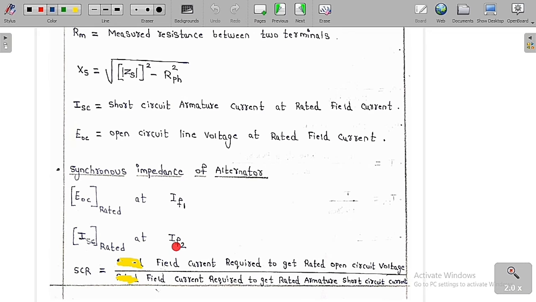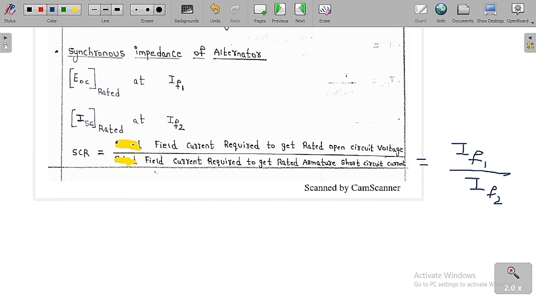Simply, IS rated at IF2. Now we have to see what the short circuit ratio is. The short circuit ratio is the ratio of the field current required to get the rated open circuit voltage to the field current required to get the rated armature short circuit current. So from this data it is the ratio of IF1 by IF2, because at IF1 we get the rated open circuit voltage and at IF2 we get the rated armature short circuit current.